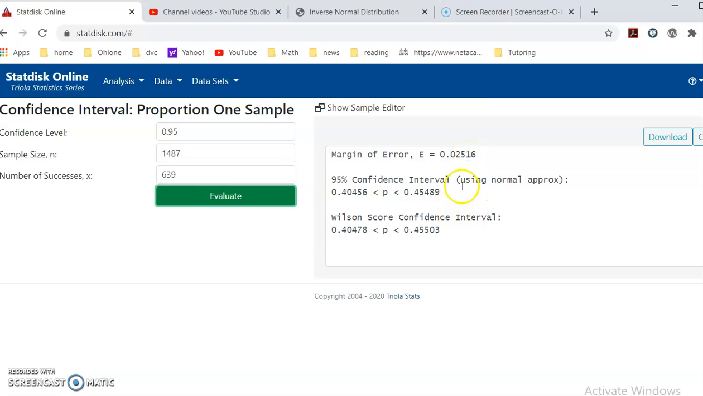Oh, I should talk about there are two intervals, right? Which one should we use? We use the first one. The second one is sometimes called the plus-4 method. We don't use that, okay? It's used in special situations where the sample size is really small. If you're interested, the book actually talks about it. It's called the plus-4 method or Wilson score method.